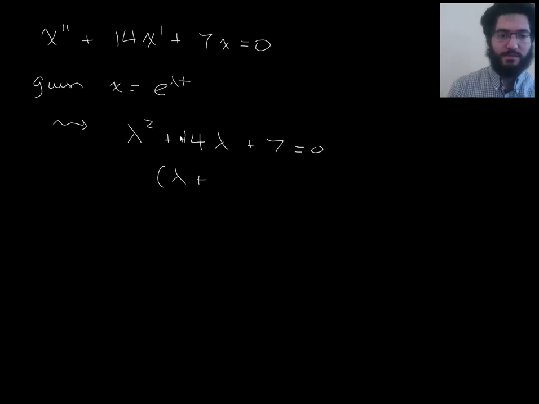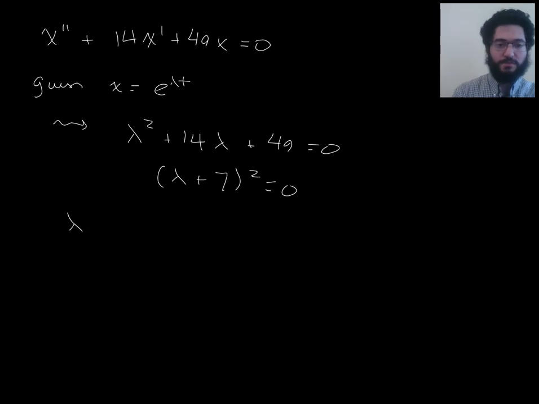No, it's not a square because I made a typo. This was 49. So this is 49. And now it's a square. Lambda plus 7 squared equals 0.